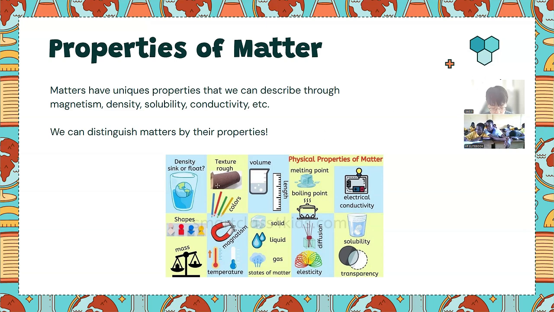But you can see on the bottom chart, and there are even more than this, that things like texture, colors, volume, length, melting point, boiling point, shapes, temperature, elasticity, and there are many more properties of matter that we didn't discuss today, but know that they exist, and we can distinguish matter by their different properties.